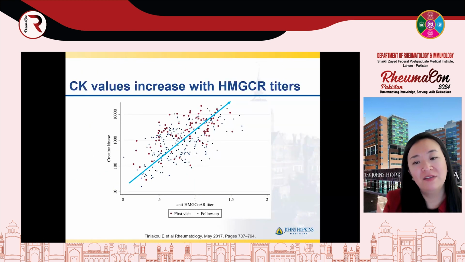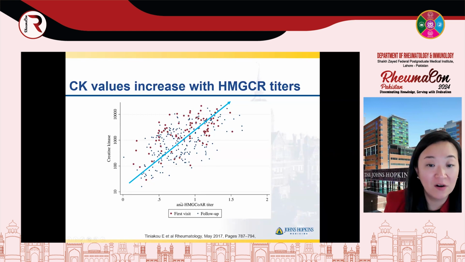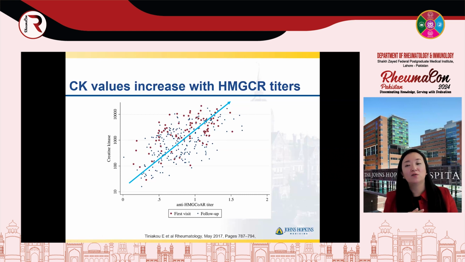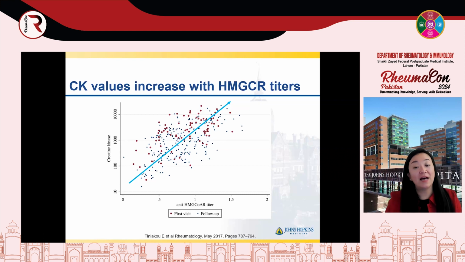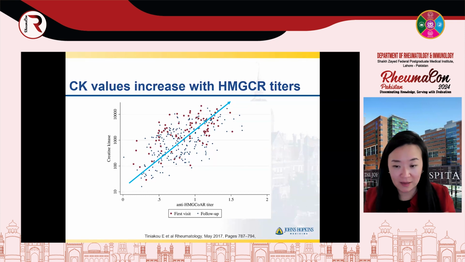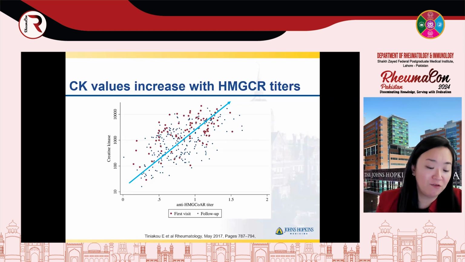The reason I have this figure is, on the x-axis, we have the HMGCR antibody titer, and here we have the CK. You can see there's a tight linear correlation: the higher you go on the titer, the higher the CK muscle enzyme. This highlights the important association that the titer and the CK are tightly linked. So if you check a titer and someone has active disease and it's high, and they're very weak with elevated CK, then consider whether this patient is having a flare, or whether you need to treat them more aggressively for their disease.